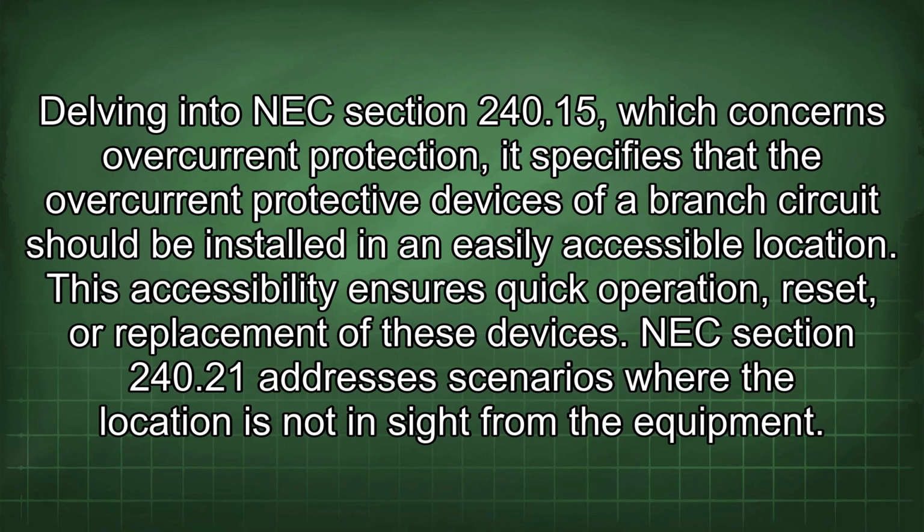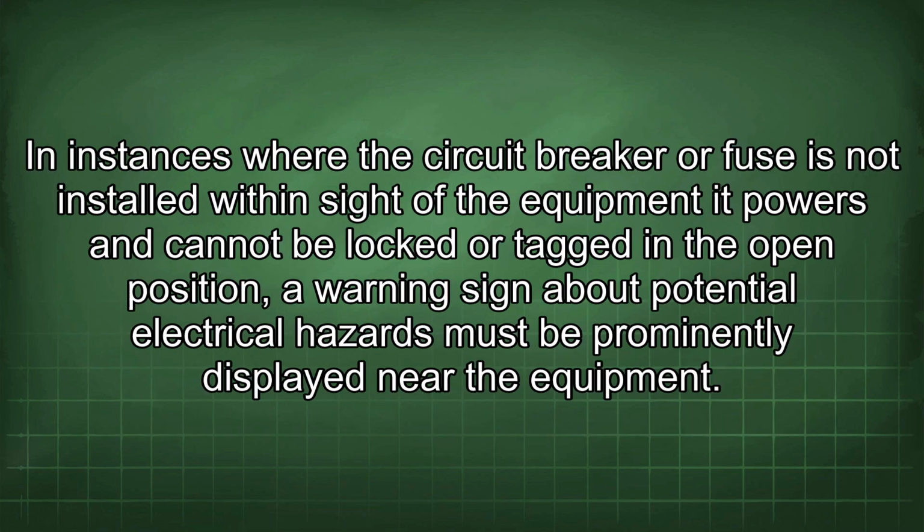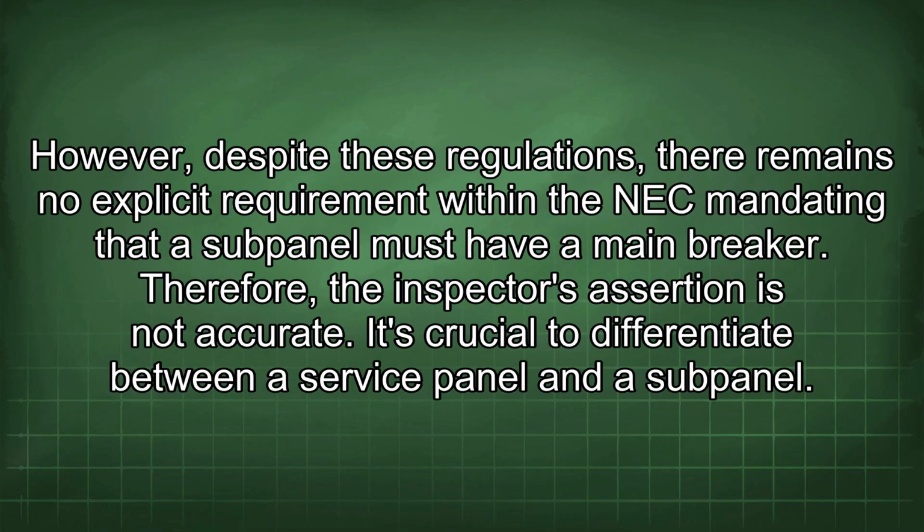NEC Section 240.21 addresses scenarios where the location is not in sight from the equipment. In instances where the circuit breaker or fuse is not installed within sight of the equipment it powers and cannot be locked or tagged in the open position, a warning sign about potential electrical hazards must be prominently displayed near the equipment. However, despite these regulations, there remains no explicit requirement within the NEC mandating that a subpanel must have a main breaker. Therefore, the inspector's assertion is not accurate.